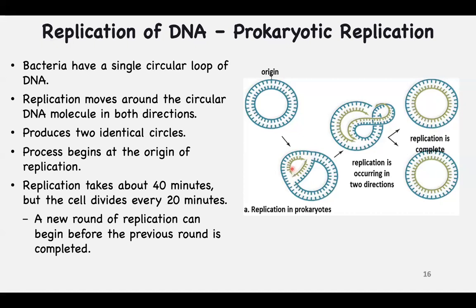Okay, nampak ni dia move dua. Replication occurring in two directions. Satu sini dia boleh, lagi satu sini pun dia boleh. Satu sini, satu sini. Dua-dua dia boleh. So that's why dia boleh jadi cepat. Replication in prokaryotic is quite fast. It takes about 40 minutes. But the cell divides every 20 minutes.